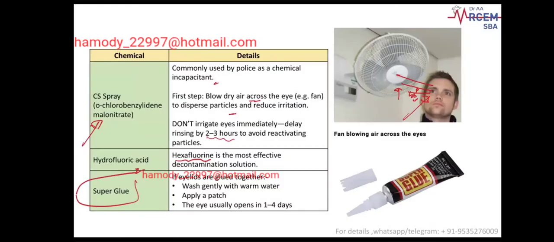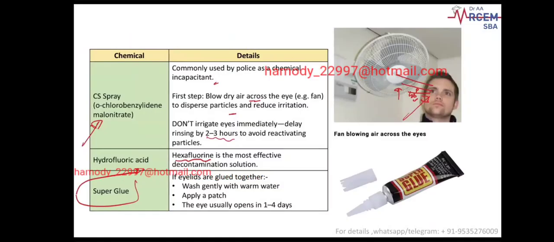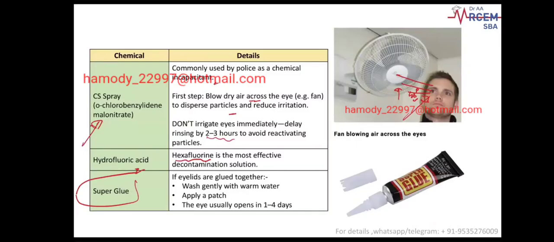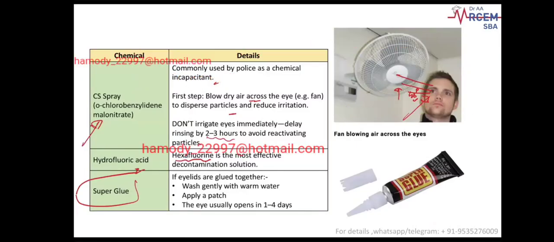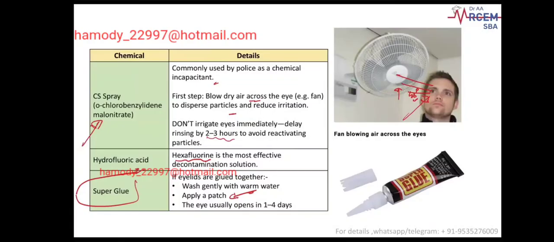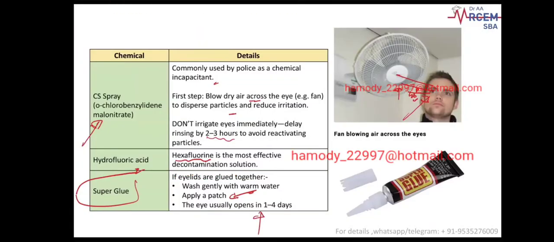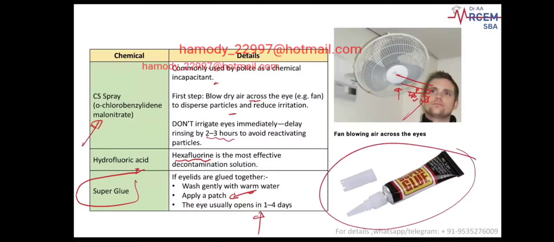Super glue: sometimes kids are playing, they use the super glue and it has resulted in closure of the eyelid. What do you do at that point of time? Ask them to wash gently with warm water, apply a patch, and usually it will open in a couple of days, 1 to 4 days it might take. This is super glue what I'm talking about.